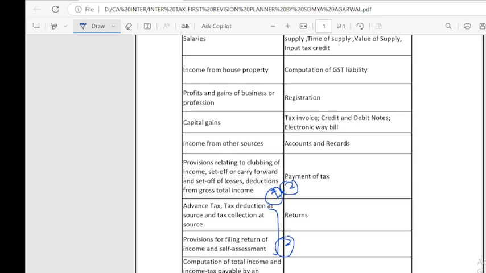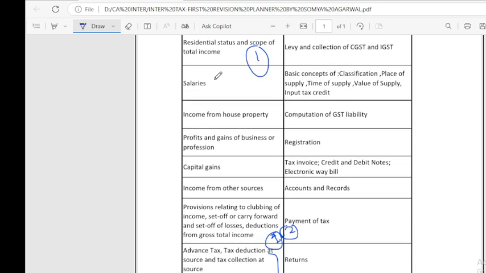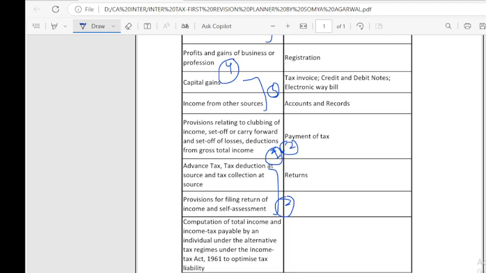Then on day number 3 you are going to start with salaries and income from house property. After you are done with it, you are going to complete PGBP on day number 4, and then capital gains and income from other sources on day number 5, as well as you can also complete the remaining portion of PGBP on day number 5. And after you are done with all this, on day number 5 itself, you have to pick a total income question.